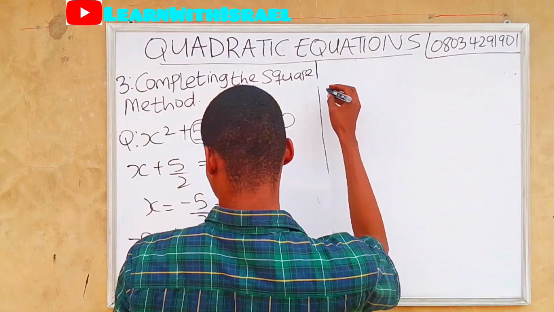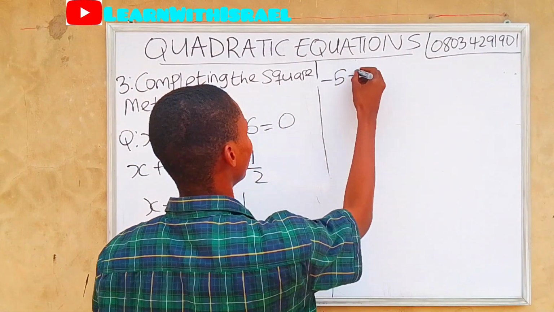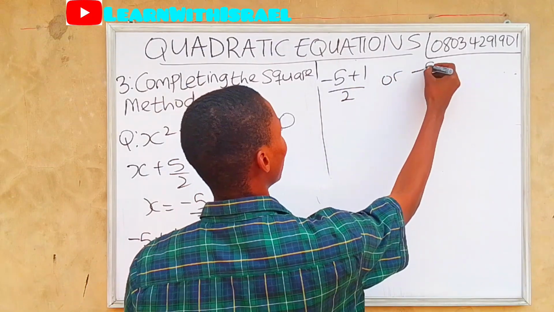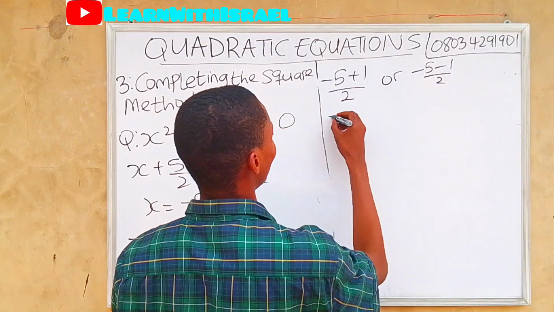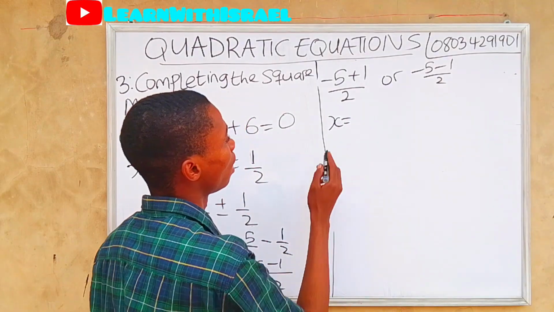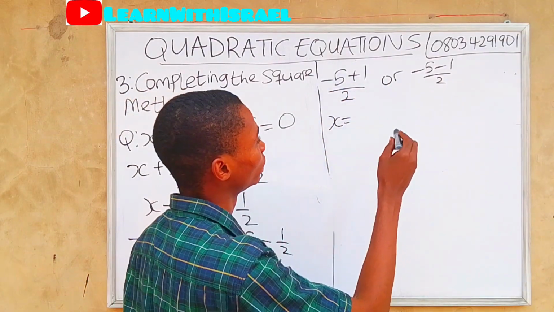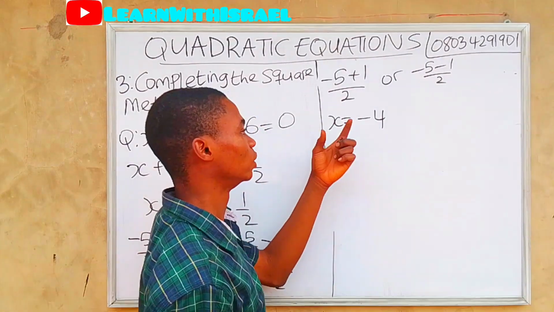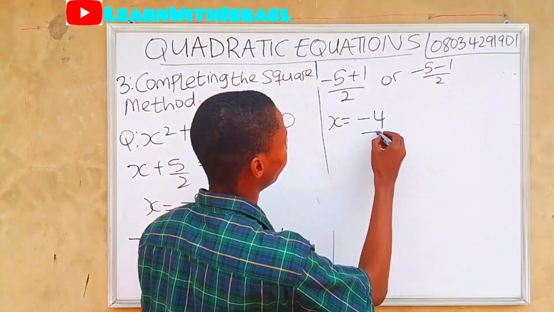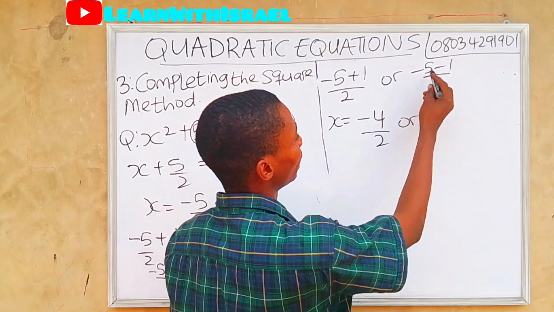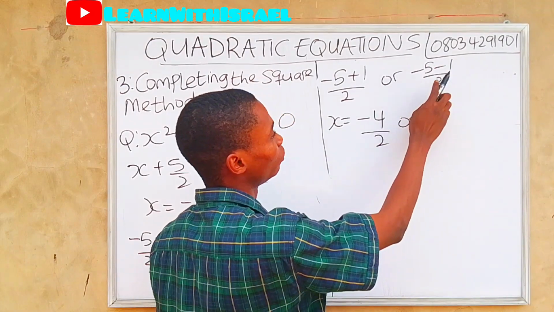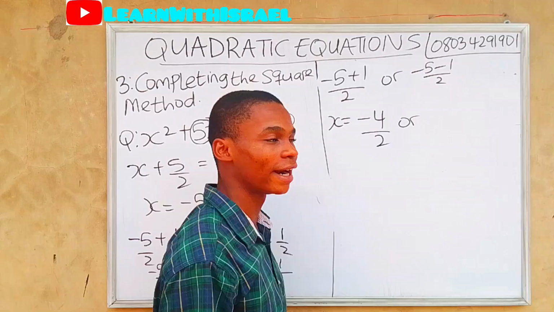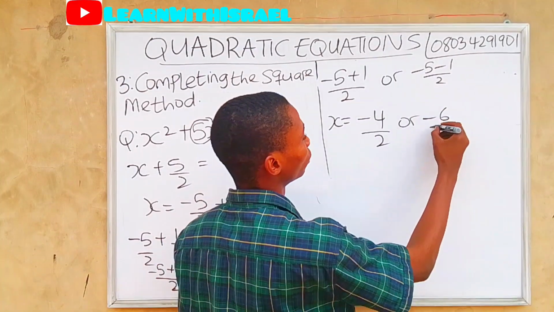So, let's bring it back here. Minus 5 plus 1 all over 2, or minus 5 minus 1 all over 2. So our x equals minus 5 plus 1, which will give us minus 4. You are owing 5 naira and you paid 1 naira. You are still owing 4 naira, all over 2. Or minus 5 minus 1: you are owing someone 5 naira and you borrow another 1 naira. That will give us minus 6 all over 2.